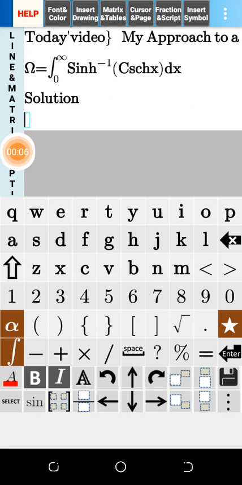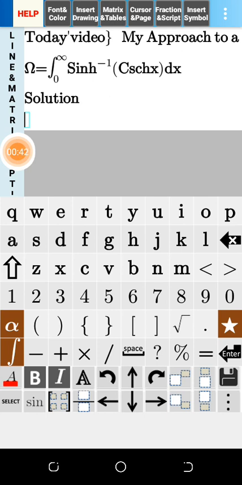Friends, today's video is my approach to an RMN question. The question states that if omega is equal to the integral from 0 to infinity of sin(csch x) dx, we are told to find the value of the expression above.